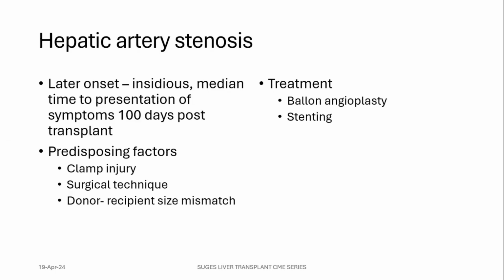Then the other problem that can occur is a donor-recipient size mismatch. This is a size mismatch between the hepatic arteries of the donor and the recipient. Sometimes that's not very easy to achieve, and if the hepatic artery of the donor is very small compared to that of the recipient, then you're likely to get stenosis and other challenges, including even hepatic artery thrombosis. The main treatment for this is balloon angioplasty and stenting. These are done by an interventional radiologist.